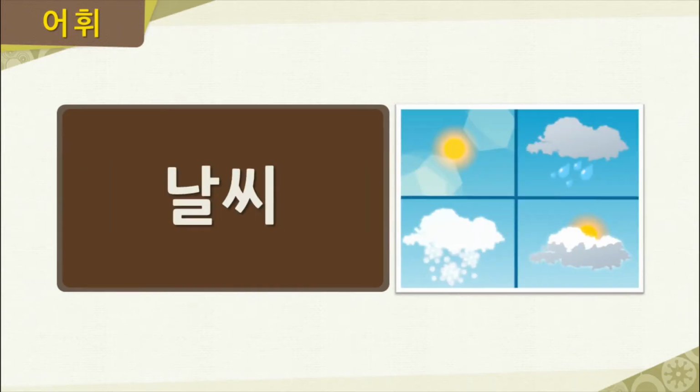Now our next word here is 날씨. Please read along and repeat after me. 날씨. Now you can see by these pictures here, it's clear outside, it's raining, it's snowing, it's cloudy. So these all describe the weather, or you would say in Korean, 날씨. Now let's go ahead and say this together one more time. 날씨.